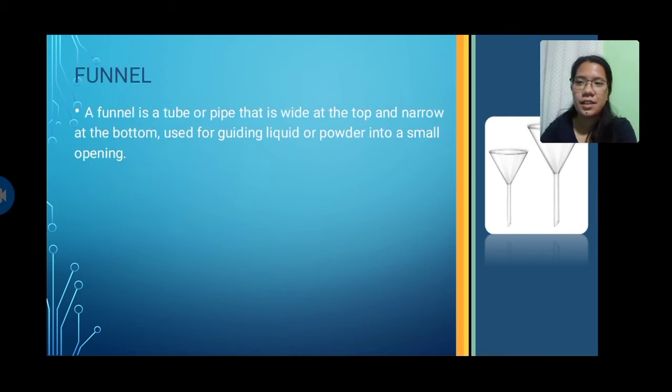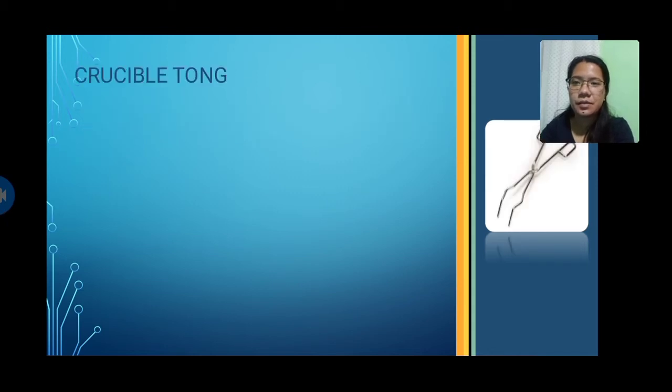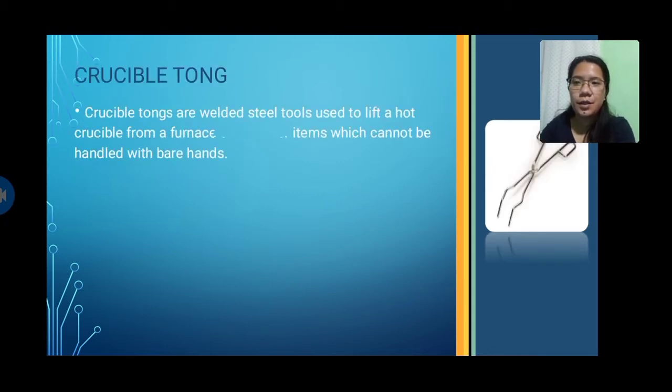Next is funnel. A tube or pipe that is wide at the top and narrow at the bottom and used for guiding liquid or powder into a small opening. Crucible tongue. It is used to lift a hot crucible from a furnace or for other items which cannot be handled with bare hands.